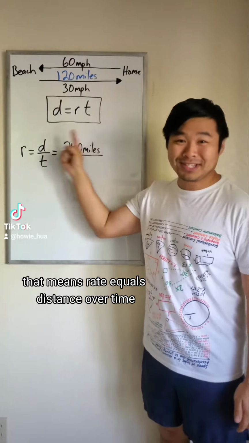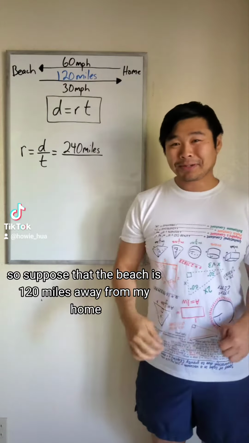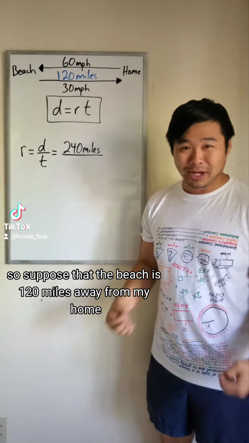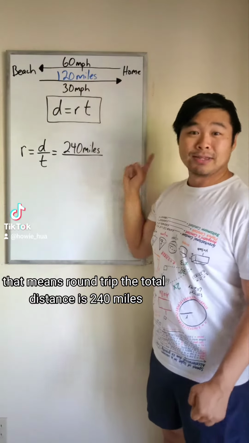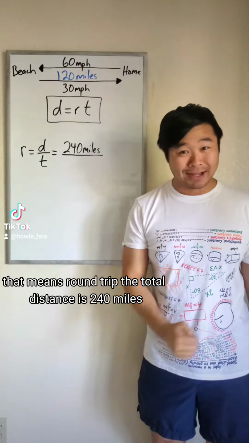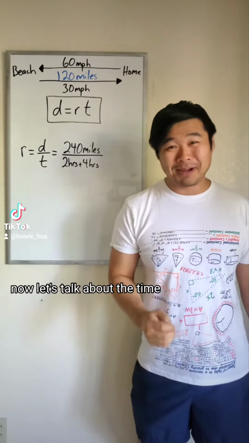That means rate equals distance over time. So suppose that the beach is 120 miles away from my home. That means round trip, the total distance is 240 miles. Now let's talk about the time.